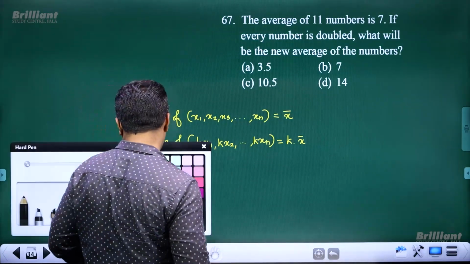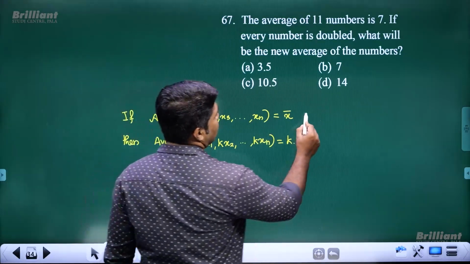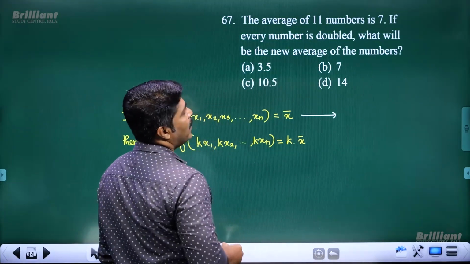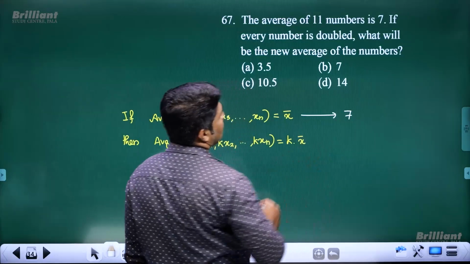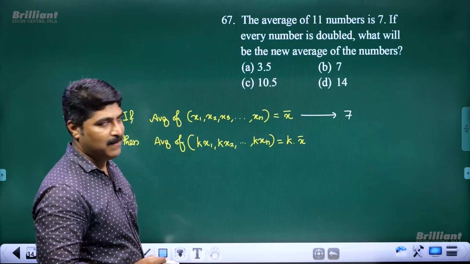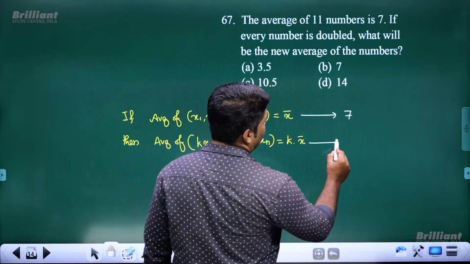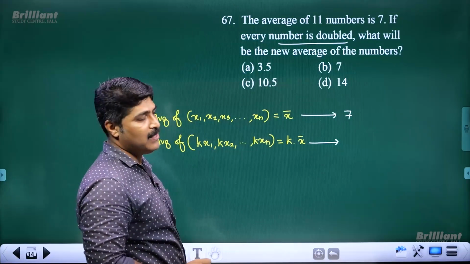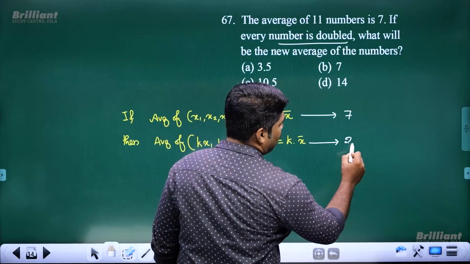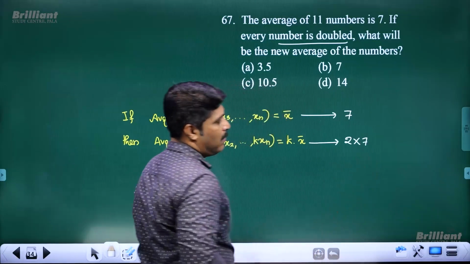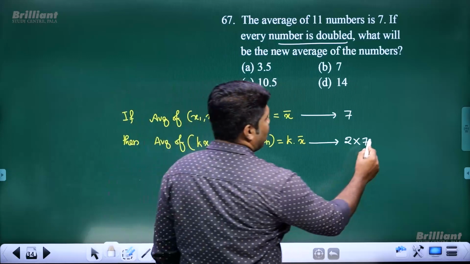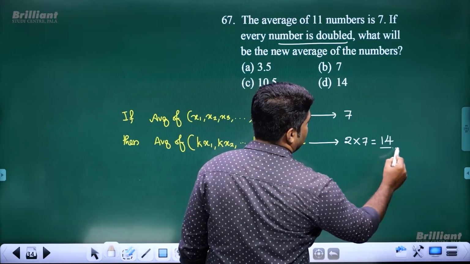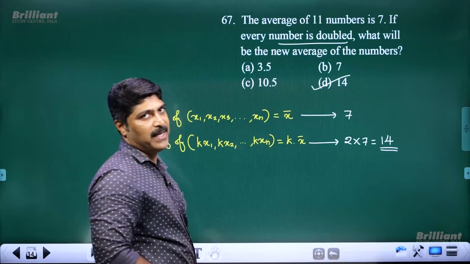Here we just consider what happened. In this case, the initial average is 7, irrespective of the number of terms. What will happen to the new average if each term is doubled? Our new average is also doubled. Therefore, the new average is 14 here. The answer is 14.